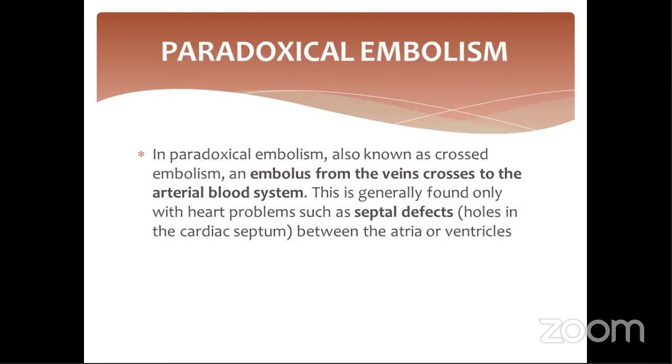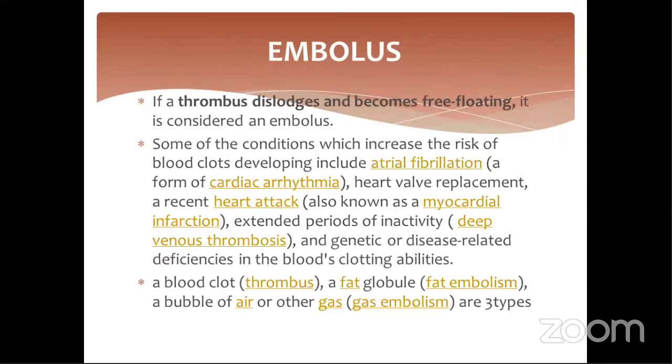So this is paradoxical embolism. Paradoxical embolism is also known as crossed embolism. An embolus from the venous system, the veins, crosses to the arterial blood system. And this is generally found only with heart problems such as septal wall defects, which means there is a hole in the cardiac septum between the atria or ventricles.